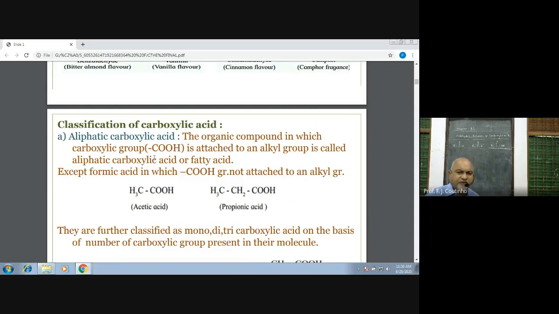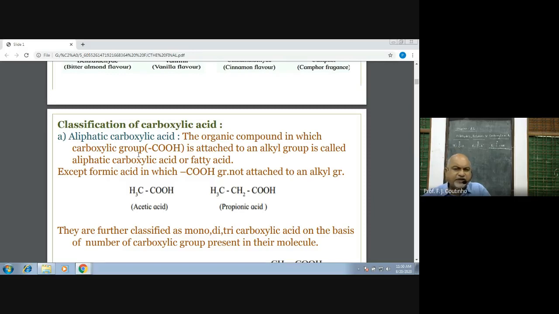The general formula of carboxylic acid, if you see here, is R C double bond O OH. So it has a carbonyl group bonded with a hydroxyl group. That is the general formula of carboxylic acid. So we write the general formula of carboxylic acid as RCOOH.